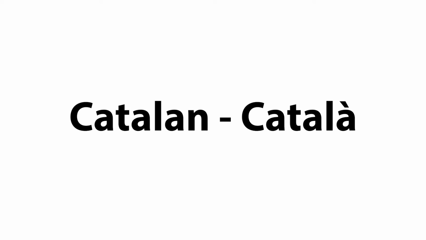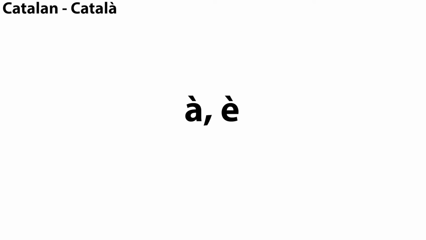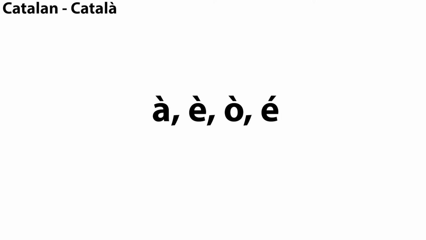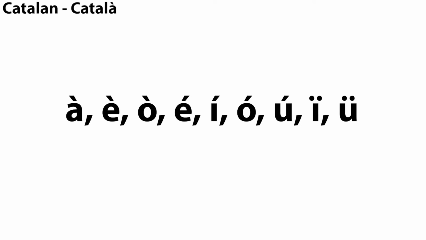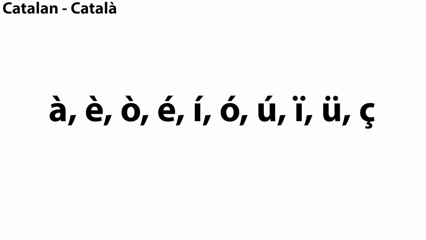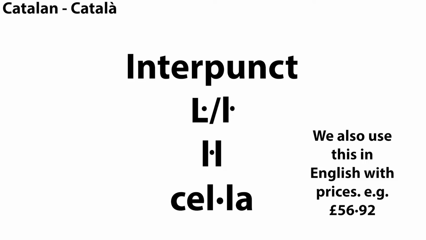Up next, we're going to be talking about Catalan, which uses a basic Latin script again. This one has the addition of the grave A, grave E, and the grave O, the acute E, the acute I, the acute O, and the acute U. It also makes use of the I and the U with the diaeresis, and finally we have the C with the cedilla. However, Catalan also uses something called an interpunct, which is a diacritical inner-word character. It is only typed between two L's within Catalan, and this is used to indicate when the two L's are part of a different syllable, such as in this word here, which is pronounced cella.